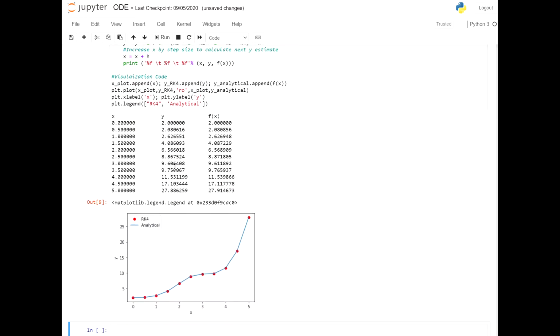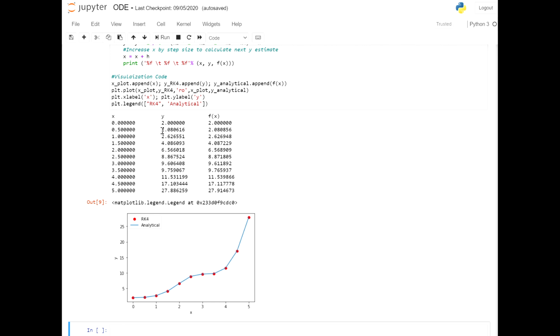So let's actually look at it. So you can see it's an excellent approximation for the true values, almost identical to it. You can see that the red dots are almost superimposed on the analytical curve. You can see here we have x values 0 to 5, increment of 0.5. These are the Runge-Kutta. These are the true values. So actually, let's see how the numbers compare.